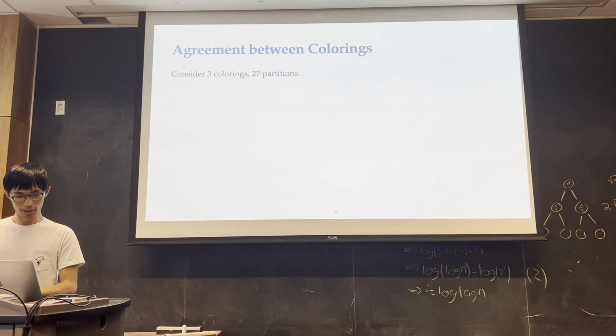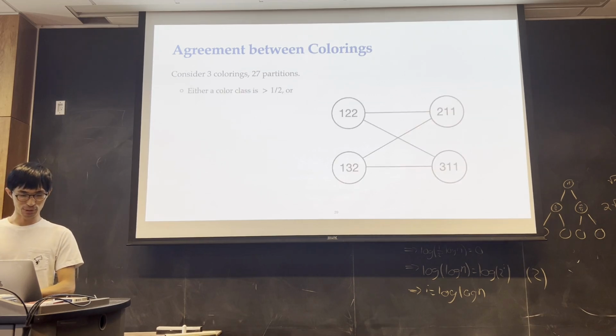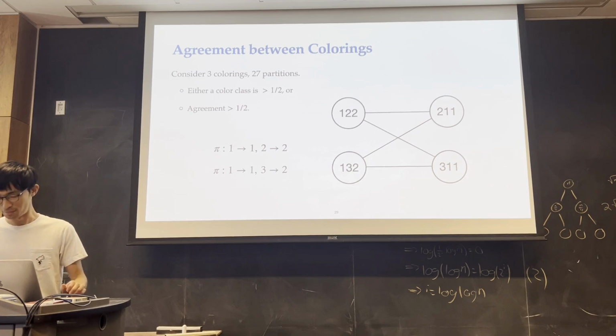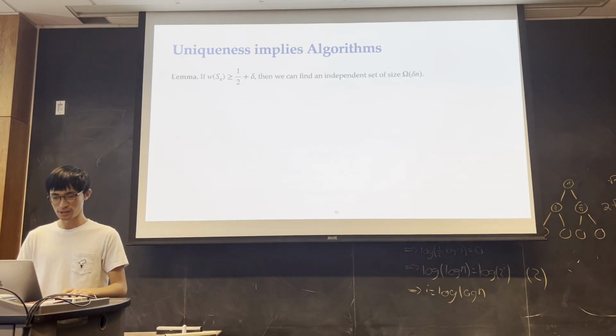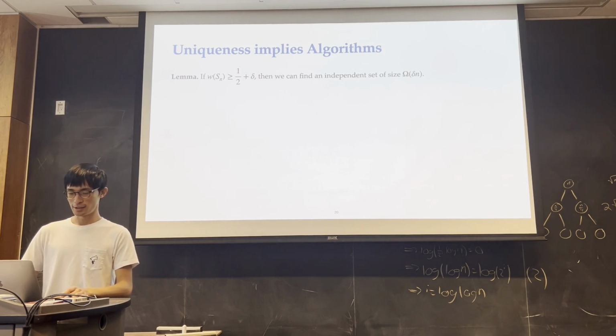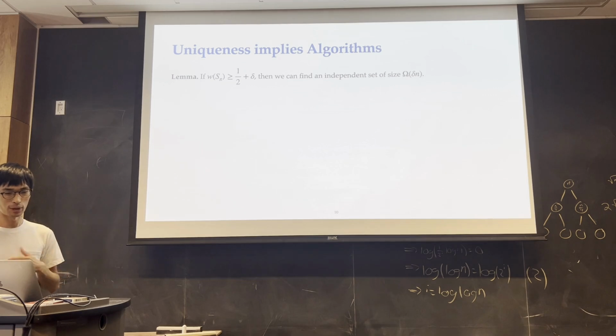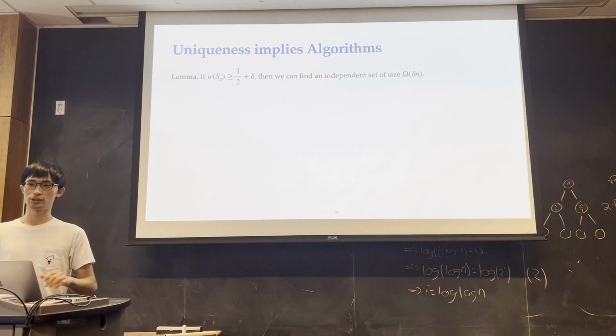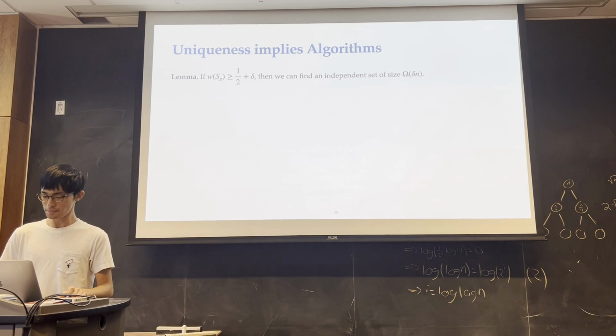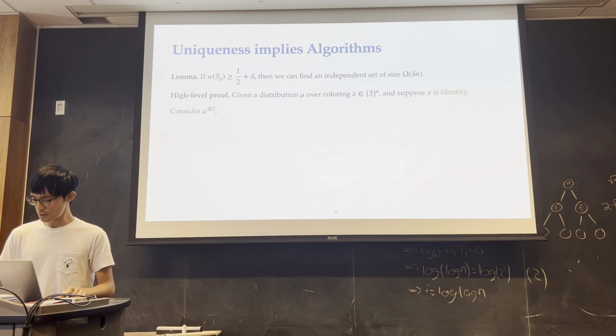So now, again, we go to 3 colorings. I won't have time to go through this part, but basically, by the previous claim, we can show a contradiction. So unfortunately, I only have 10 minutes. I'll skip this. And this slide is about why having agreement larger than half gives you an algorithm. I think for the time being, I also skip this part.